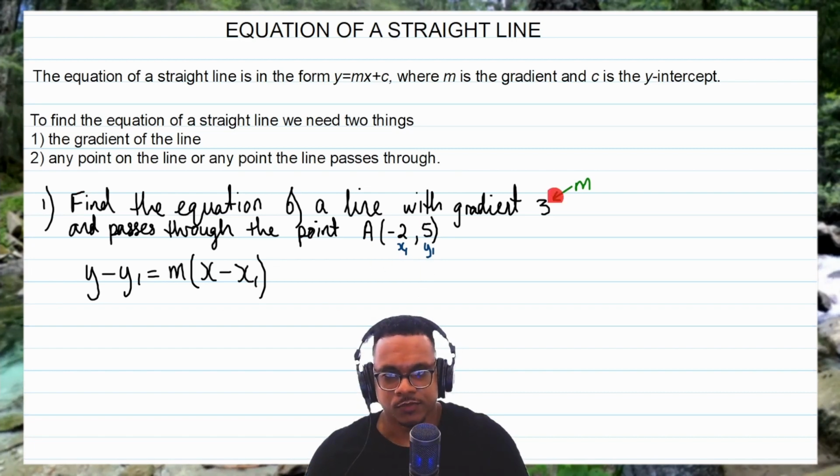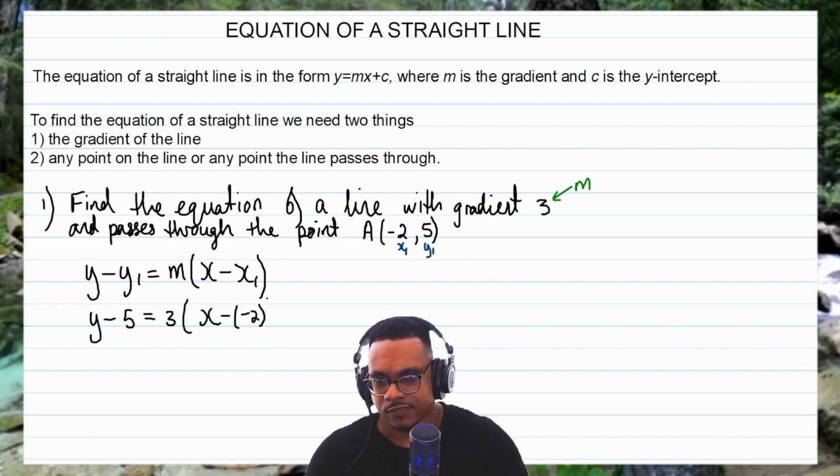So now I'll substitute these values into this equation. I'll have y take away y1, and for y1 I'm putting +5, is equal to m, which is my 3 because m is the gradient, multiplied by x take away x1, and x1 is -2. So I'll write -2 in brackets like this. When I multiply these two negative signs, I'll get a positive sign, so I'll have x plus 2. So I'll have y take away 5 is equal to 3 multiplied by x plus 2.